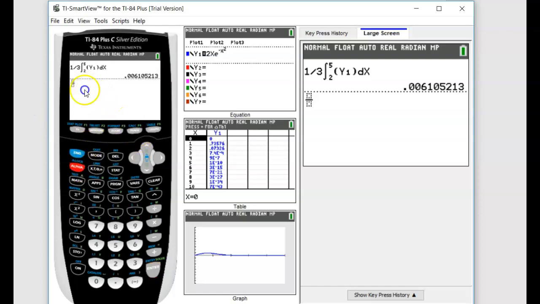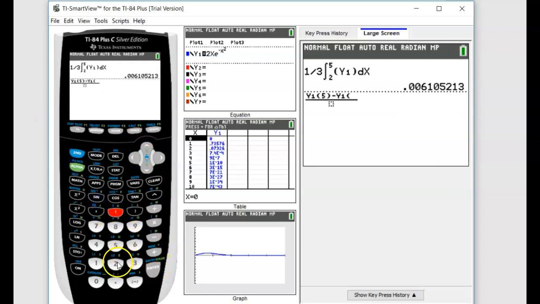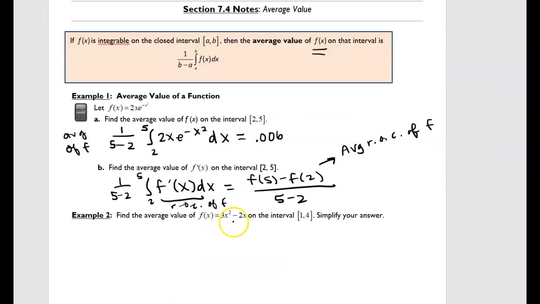So we're going to do alpha trace to get my y1. And I'm going to do y1 of 5 minus alpha trace y1 of 2 all over 5 minus 2. So in the same way that we wrote f of 5 minus f of 2, we can do that this way so that we don't have to hand type in the 5 and the 2 into my f of x function. It will just calculate it for me. And I get negative 0.024.